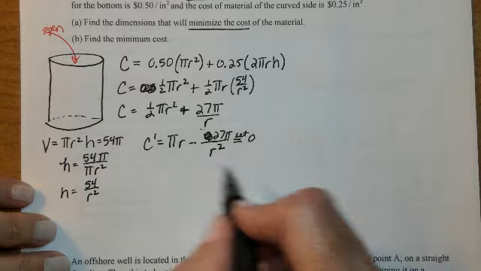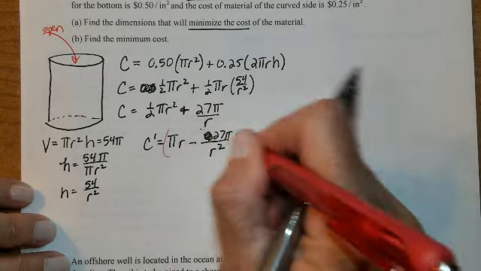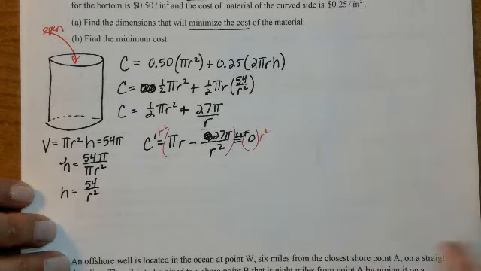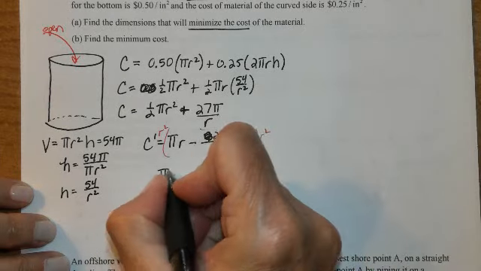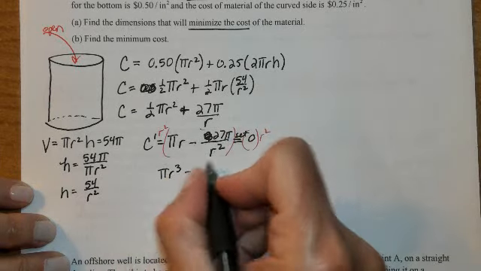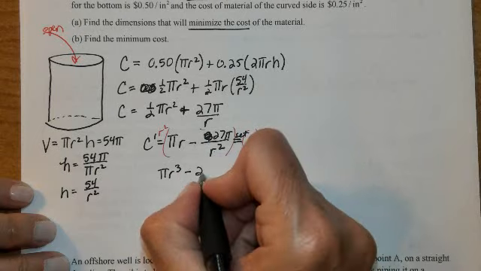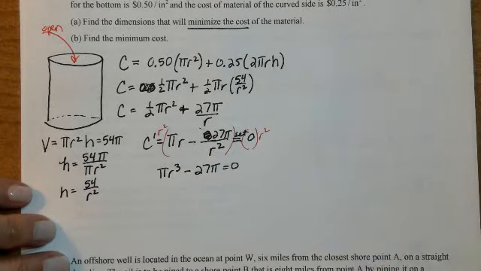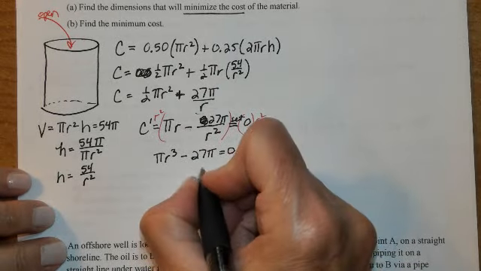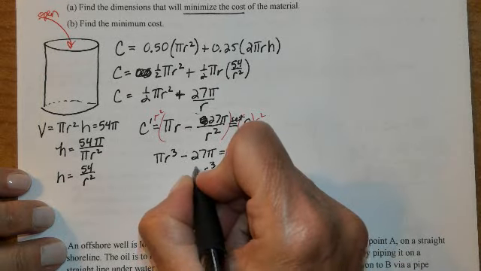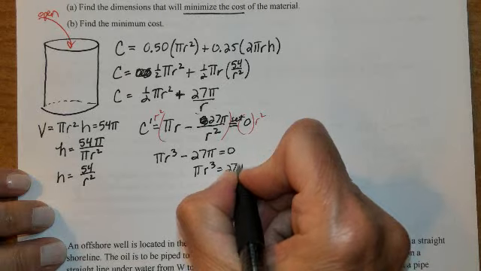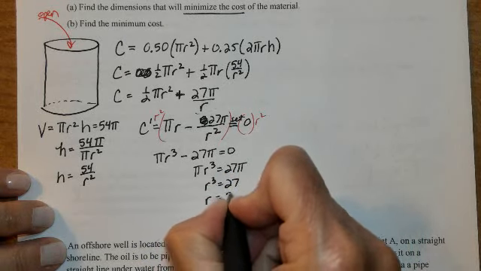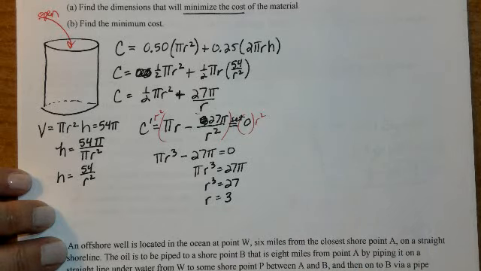Okay, let's multiply both sides by r squared. So I'm going to multiply both sides here by r squared. Okay, when I do that, I'm going to get pi r cubed minus, here the r squareds would cancel out, 27 pi is equal to 0. Now we have pi r cubed is equal to 27 pi, r cubed is equal to 27, so r is 3. r is 3.